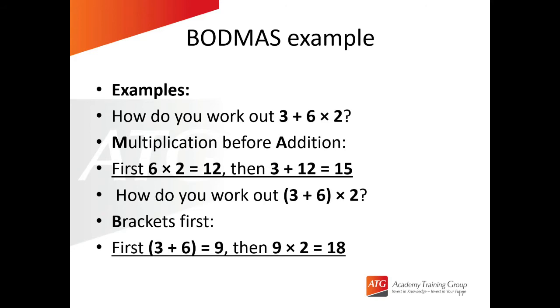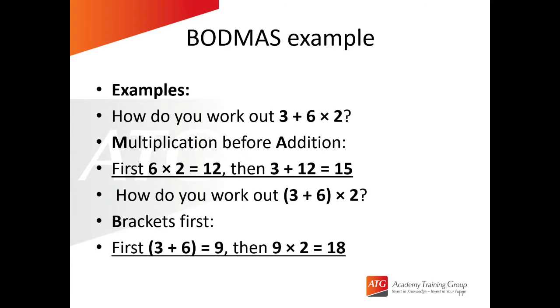Here's an example of BODMAS. How would you work out 3 plus 6 times 2? According to BODMAS, multiplication comes before addition. So first, we would do 6 times 2 equals 12. Then 3 plus 12 equals 15.